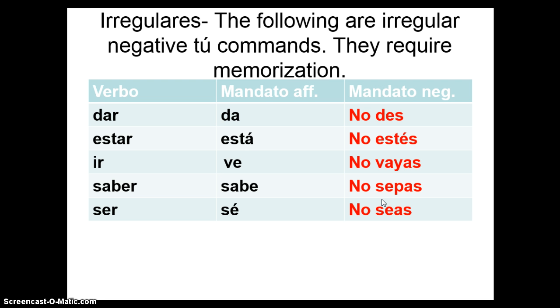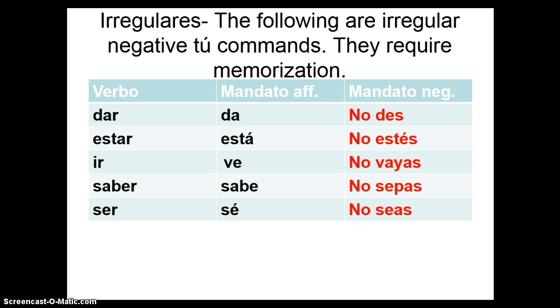Okay, there are, unfortunately for us, 5 irregular negative commands that we need to memorize. We already talked about the affirmative ones. We talked about that to learn our affirmative commands. There's no acronym that I know of for the negative ones, but here they are.